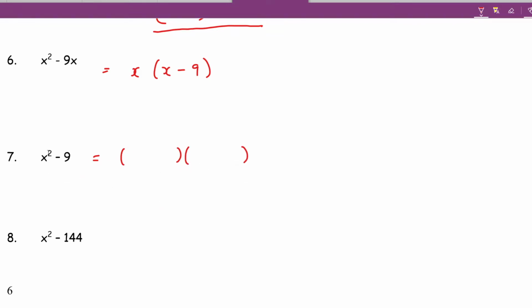You put the square root of x squared, which is x, in each corner. The square root of 9 is 3, 3 times 3 is 9. And one becomes positive and the other one is negative. Okay, and that's basically it.